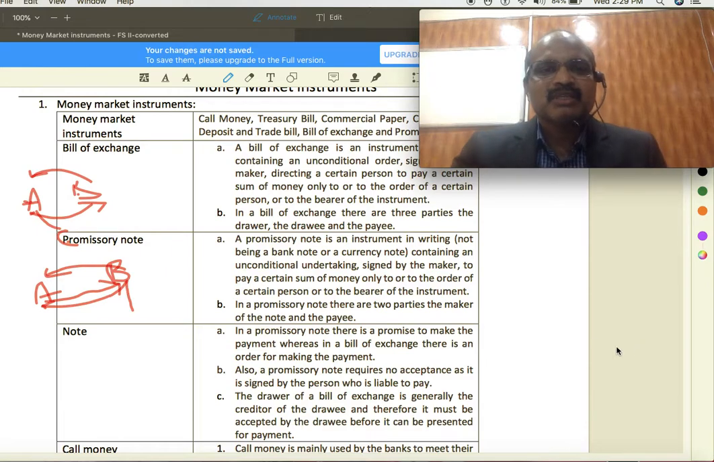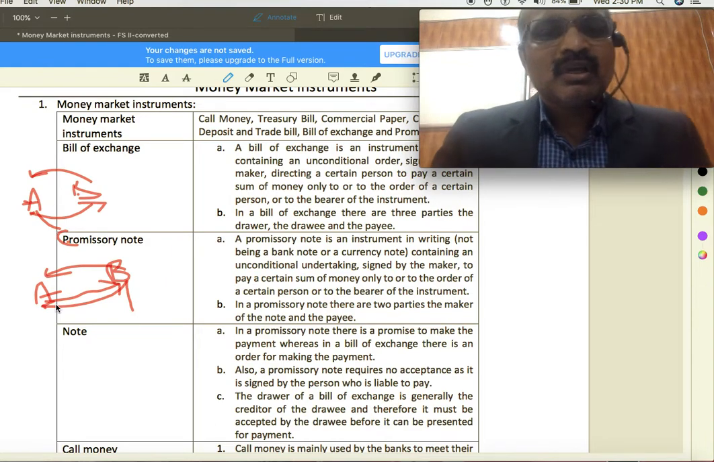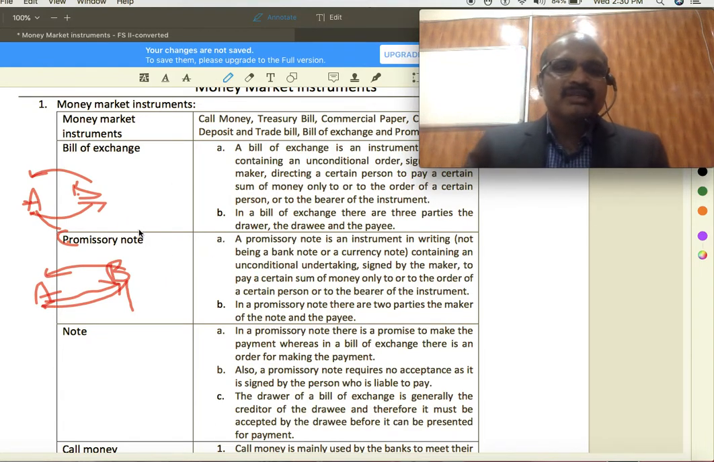Alright, so same thing. So the definition, if you could see, it's an instrument in writing containing an unconditional order signed by the maker, promisor, promisee, to pay a certain sum of money or order of so and so. That means if in case B has given it to C, C will go to A and collect the money. So simply speaking, bill of exchange and promissory notes are the instruments which are actually used to make payments or defer payments for a certain period of time.